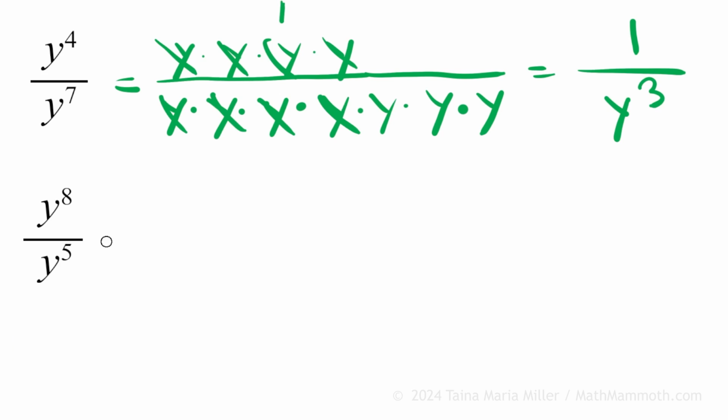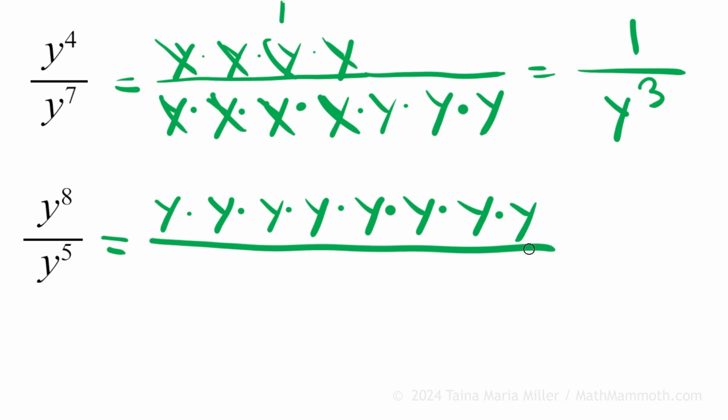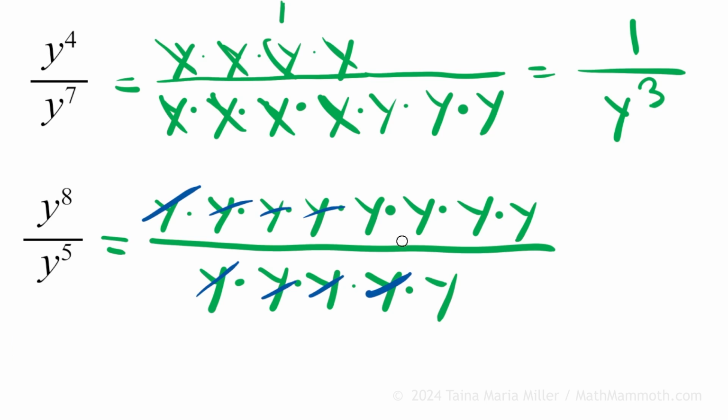Let's do the same with this one. Can you tell what will happen? y to the 8th power, so we would have 8 copies of y here. And then on the bottom, just 5 copies. And we cancel. Leaves 1 here. Leaves 1 here too, but we don't really need it. 1 times, you know, those. And so now we just have 1 here on the bottom. And y, it's y cubed.